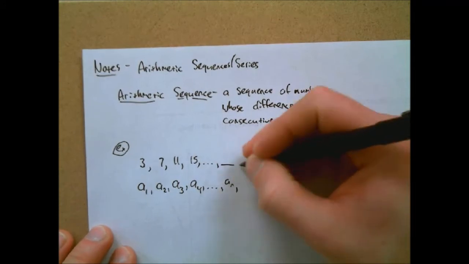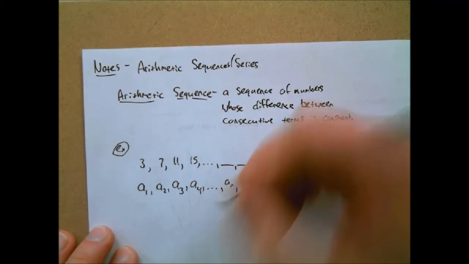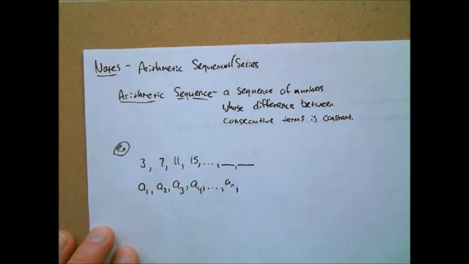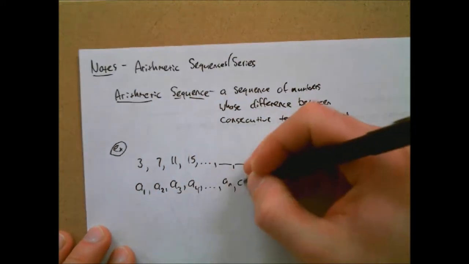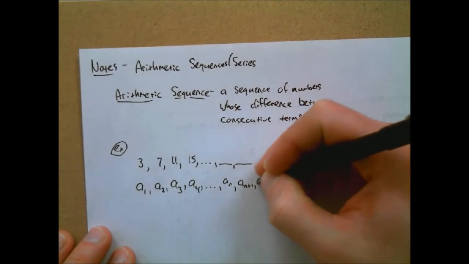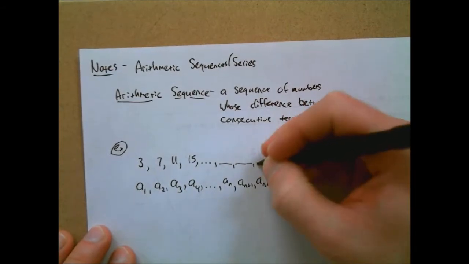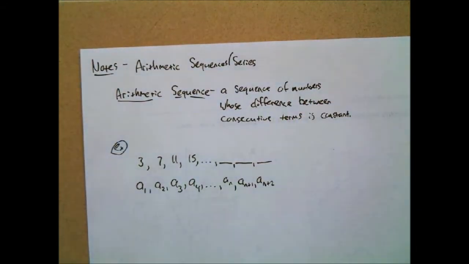How do we designate the next term after A sub n? It would be A sub n plus 1. And then A sub n plus 2, and so on and so forth. For these more generic terms, the nth term, the n plus 1th term, and so on.